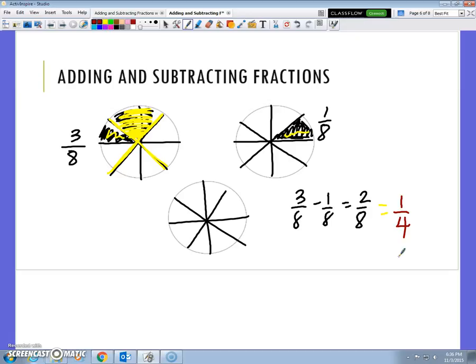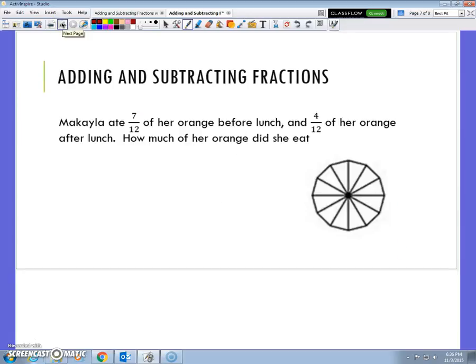It's going to be really important tomorrow when we add our fractions at different denominators. So now, let's just think about this little problem here.